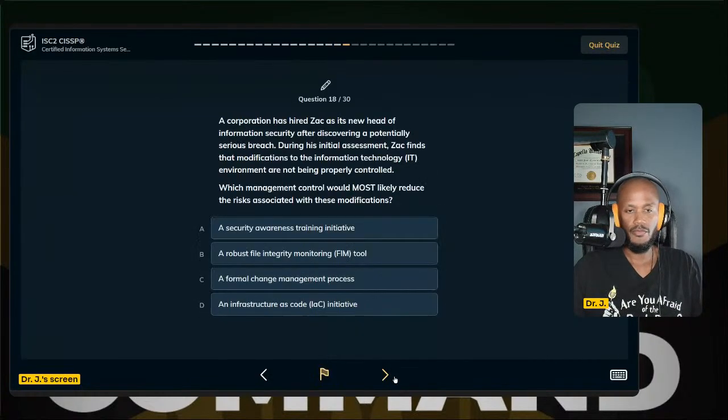All right. A corporation has hired Zach as its new information security officer after discovering a potentially serious breach. During his initial assessment, Zach finds that modifications to the information technology environment are not being properly controlled. Which management control would most likely reduce the risks associated with these modifications? A formal change management process.